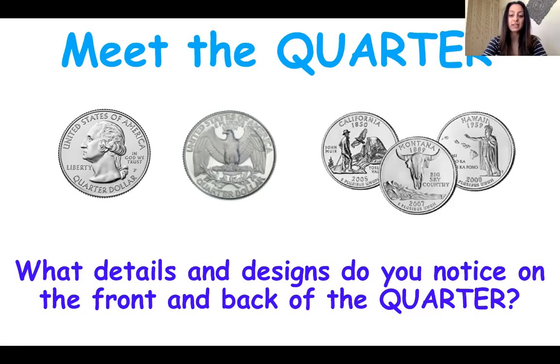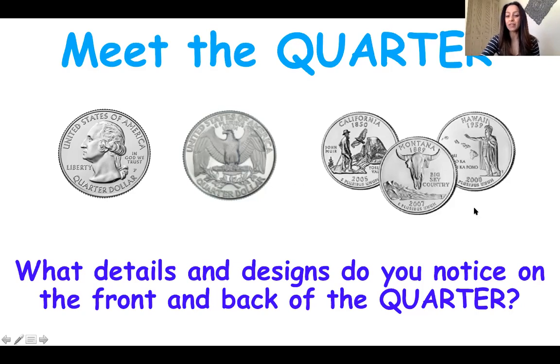All right, so let's go over what you noticed about the quarter. In this quarter, there's a head. The head has long hair and a ponytail with maybe like a bow in its hair. It has a neck, but no shoulders, no clothes on. It's kind of just a floating head. Then this side of the quarter has an eagle on it. And the eagle has some kind of branches underneath, and it says quarter.